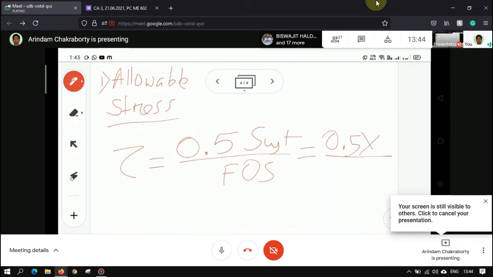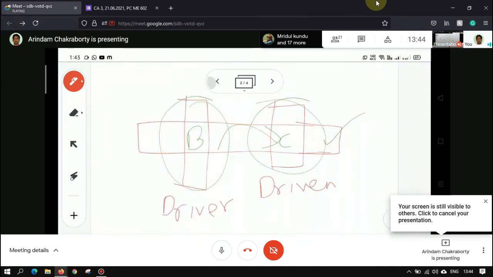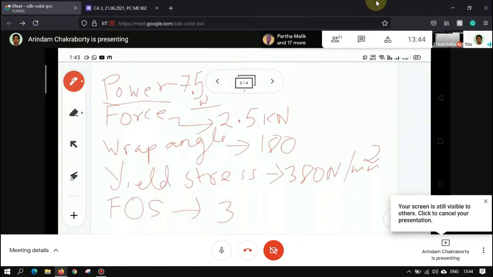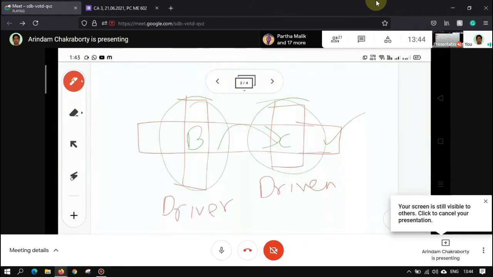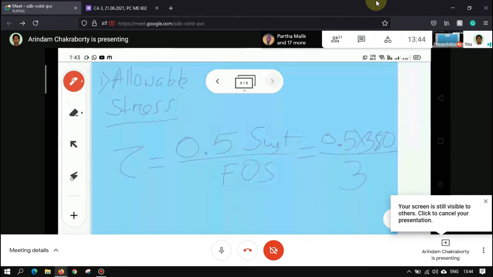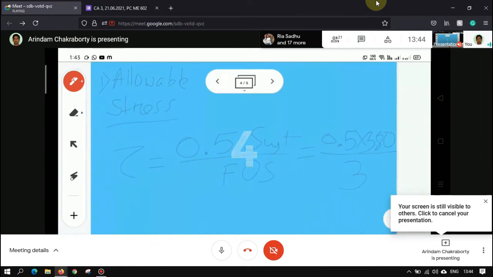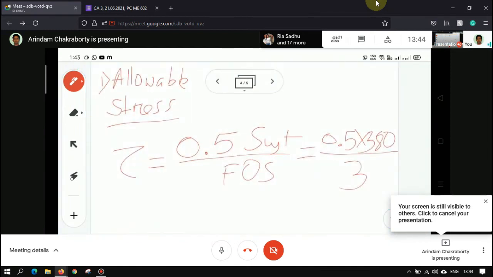Let me delete this so that it would be much better. So you can see this is 0.5 into 380 by the factor of safety, which is 3, as we have considered. So this will give us some result. As we know, the factor of safety is 3 and the allowable stress is 0.5 into 380. So let us find out.